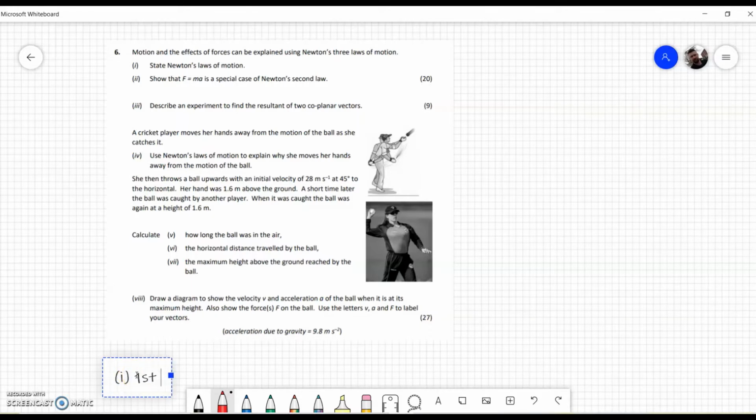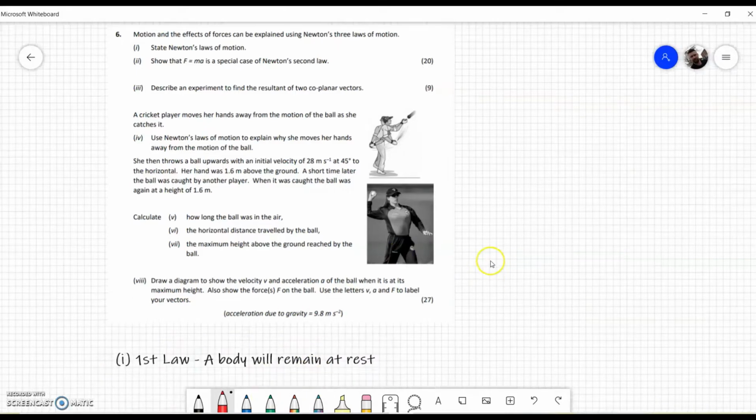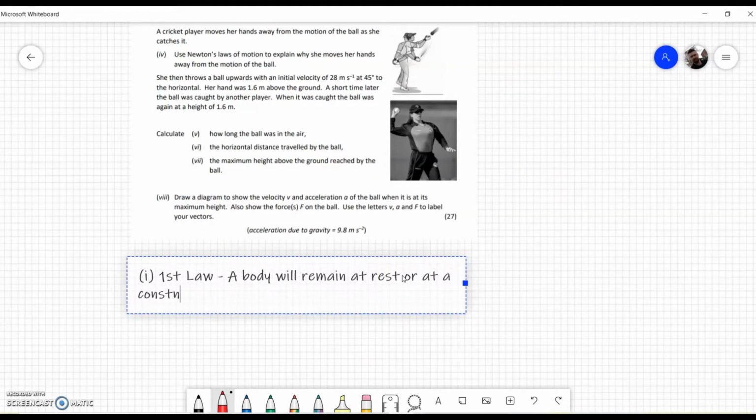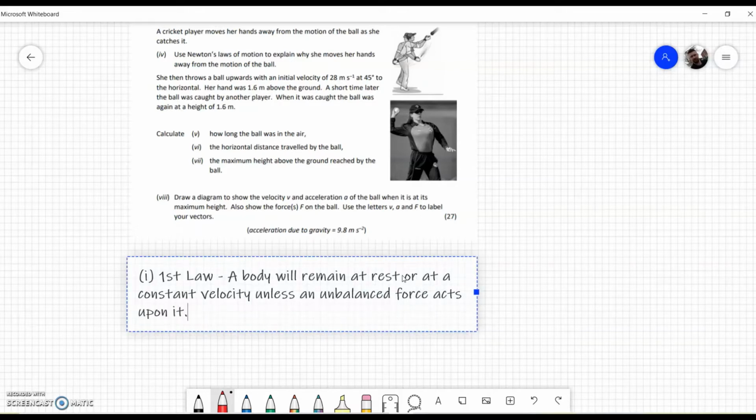First law tells us that a body will remain at rest or at a constant velocity unless an unbalanced force acts upon it. Okay, so that is what we have for Newton's first law.